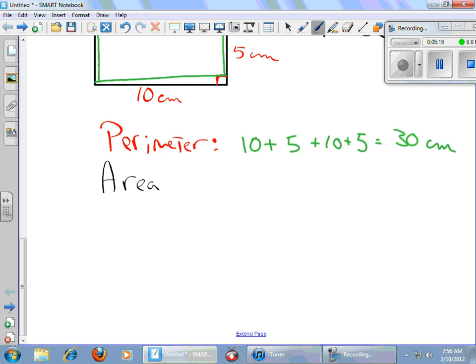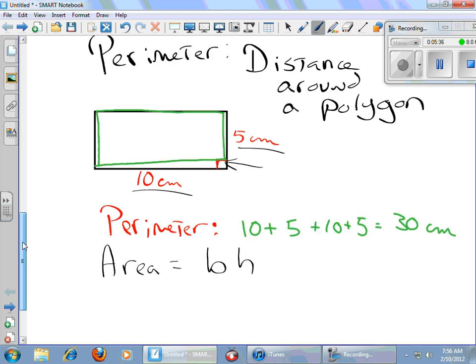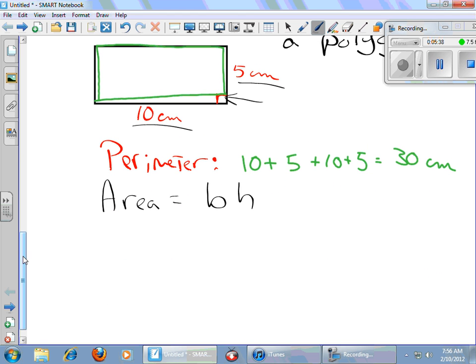First thing I need to do is identify B and H. How am I going to do that? I'm going to find my right angle. Oh, look, I found my right angle. It doesn't matter whether you call the 10 the base or the 5 the base. It looks more like the 5 would be the height because it's going up, but it does not matter. So 10 centimeters times 5 centimeters. All right, now 10 times 5 is 50.